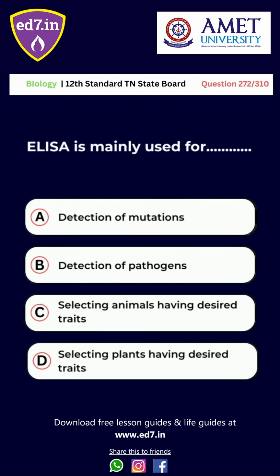Question number 272. ELISA is mainly used for: A, detection of mutations. B, detection of pathogens. C, selecting animals having desired traits. D, selecting plants having desired traits. Right answer is option B, detection of pathogens.